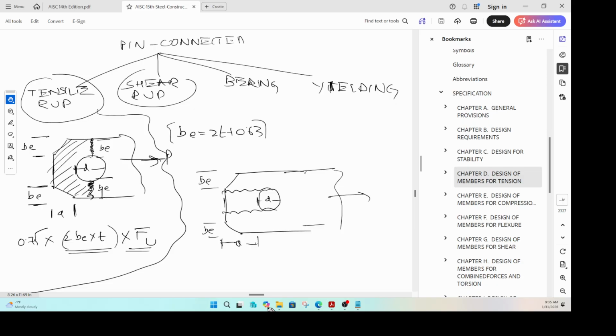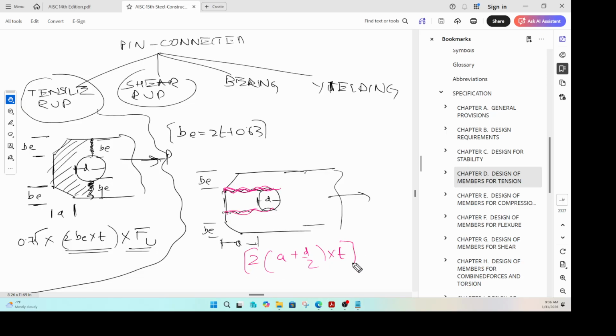So shear rupture: what is the area on which this rupture is happening? This is the length, this is another length. What is this length here? That length is a plus d by 2, right? There are two such planes, so 2 times the thickness of the plate is your area of that particular thing, right?